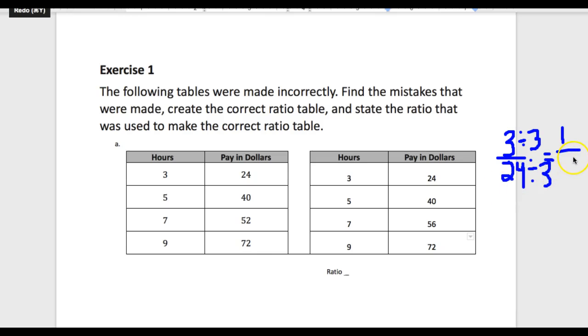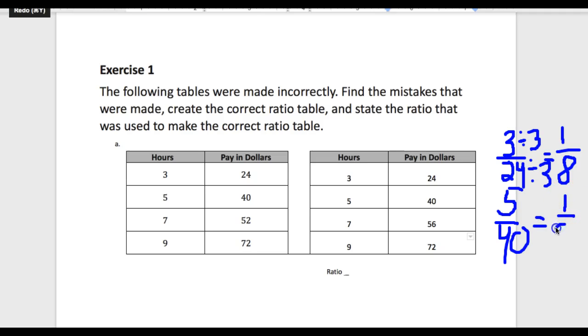1 over here. 24 divided by 3 is 8. You know that from doing it over here. 3 times 8 is 24. So that's 1/8. How about 5/40? Is that 1/8 as well? If you divide the top and the bottom by 5, you in fact get 1/8.